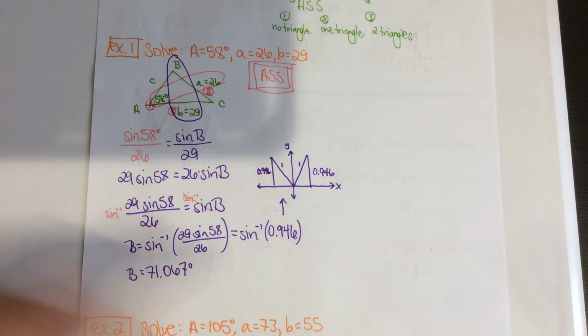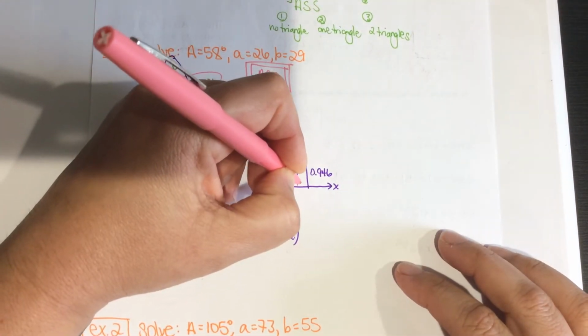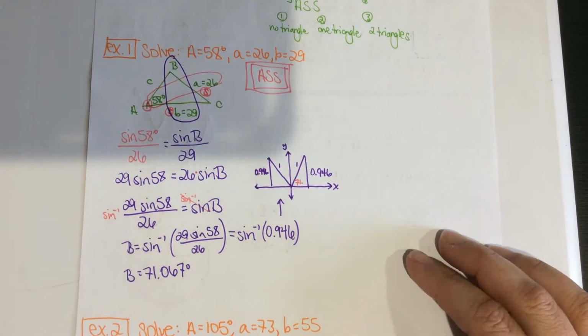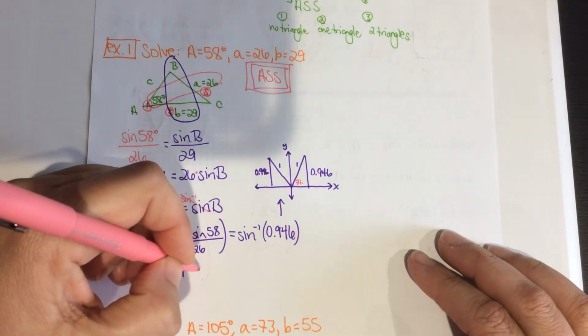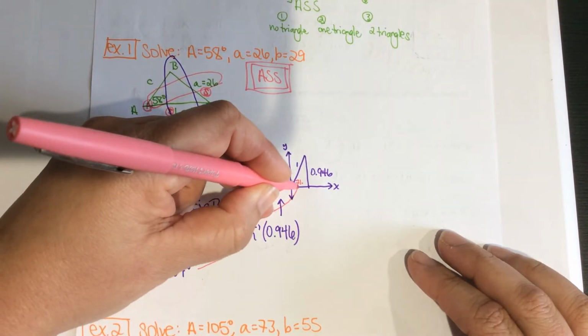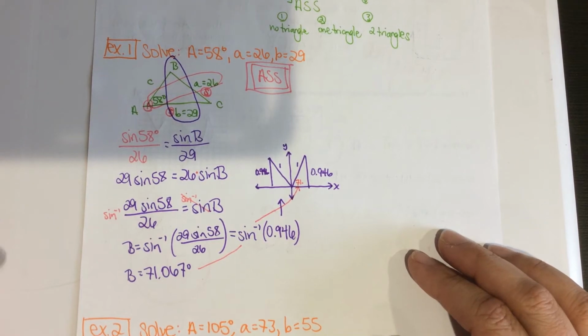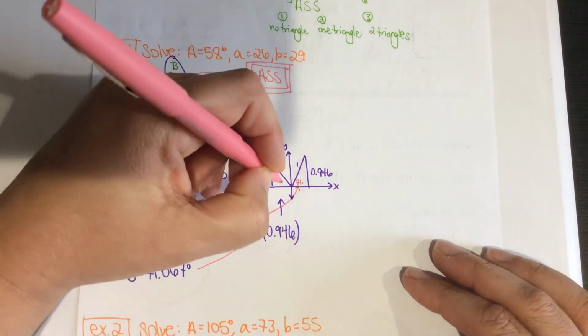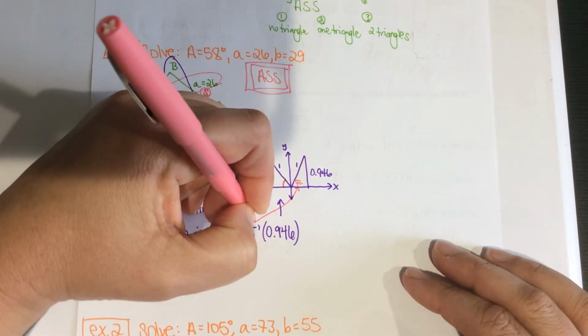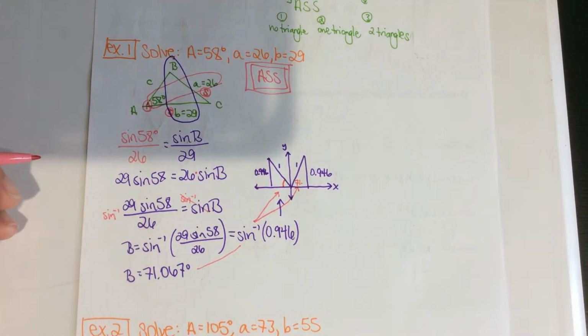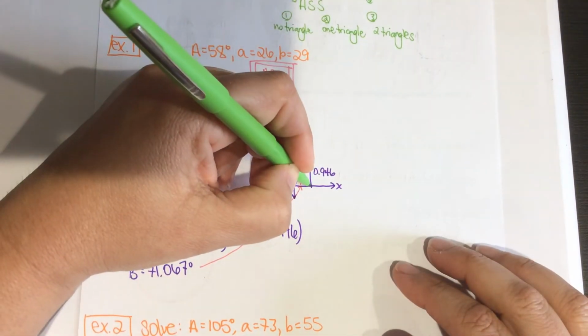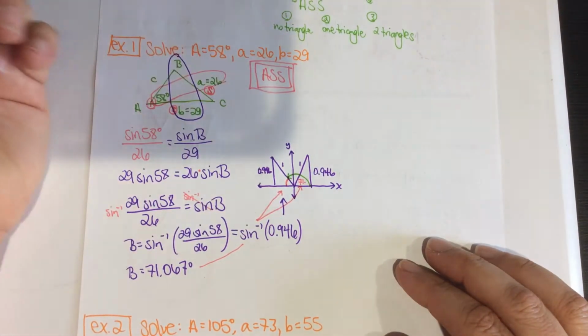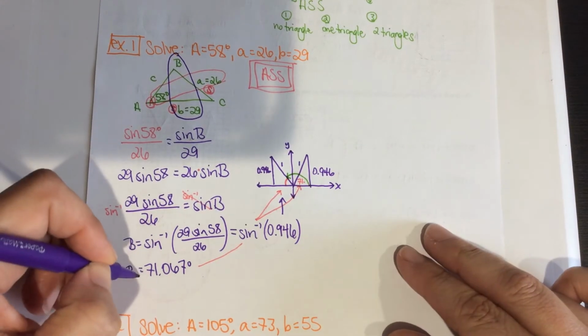The calculator is giving me 71 point, I'm just going to write 71 point because I don't have space. I don't want to make it messy. The calculator is giving me this, 71.067. The calculator isn't smart enough to know that there's 2 possible answers though. So this reference angle here is also 71.067. What we need to do is figure out what the measure of the angle in standard form is, which means we want this angle right here. So this is our first possible value of B.